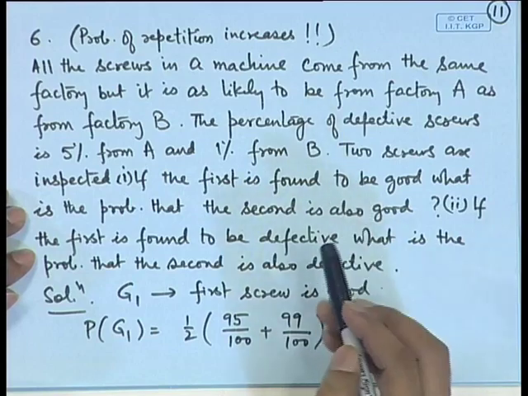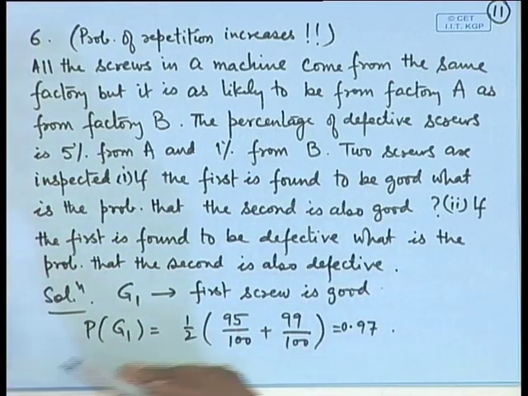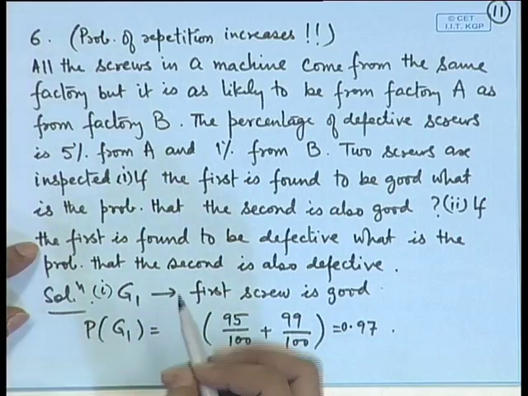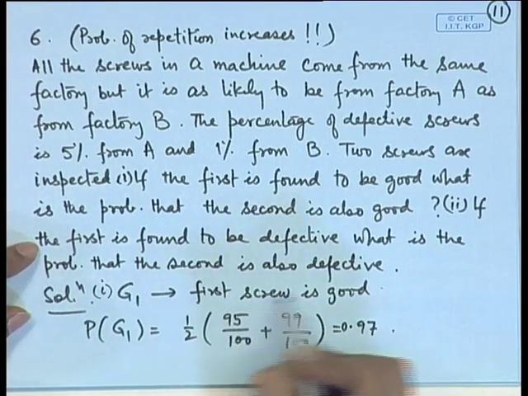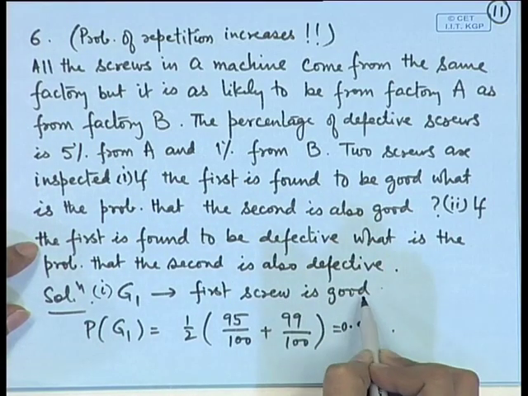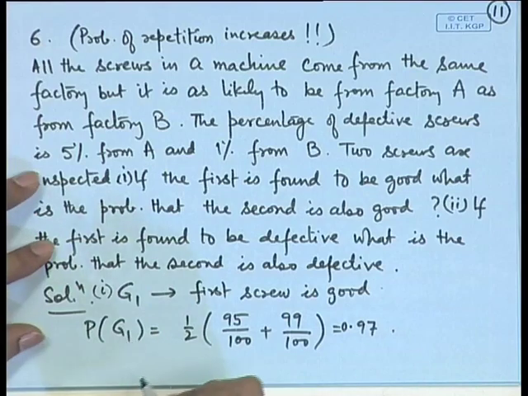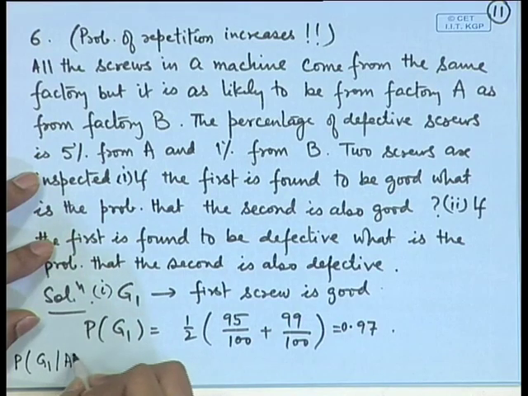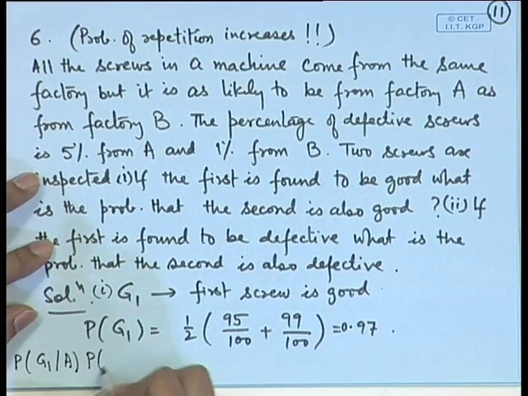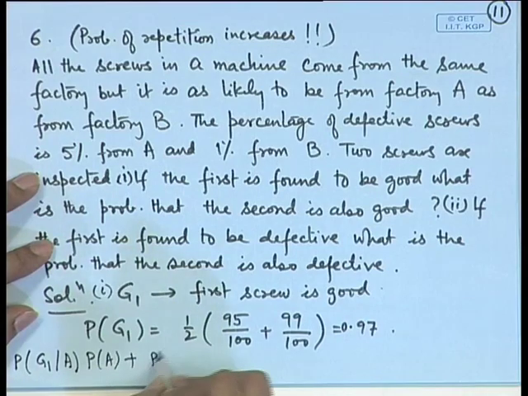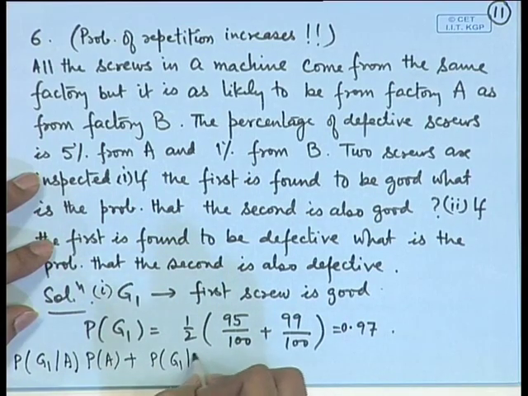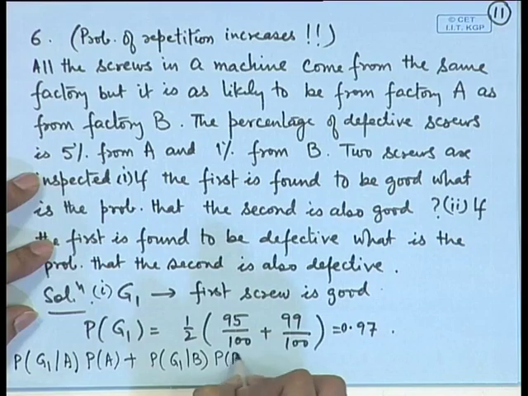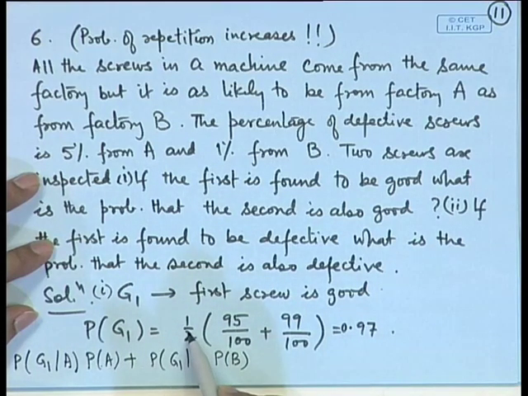In order to evaluate this, let us define the events. Let G1 denote the event that the first inspected screw is good. Then what is the probability of G1? By using the theorem of total probability, probability of G1 is probability of G1 given A into probability of A plus probability of G1 given B into probability of B. Now, probability of A and probability of B is half.